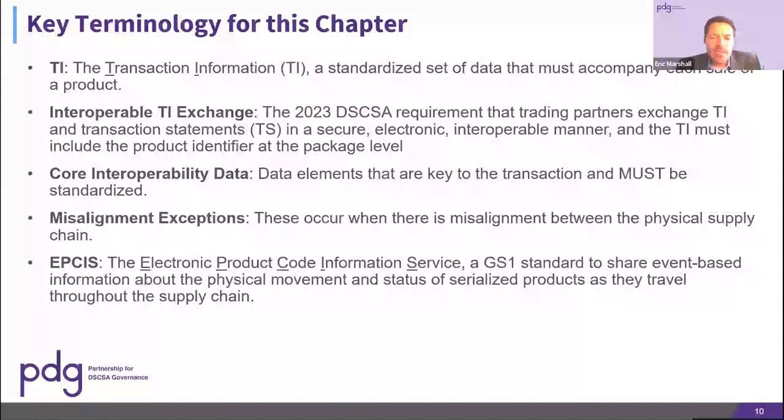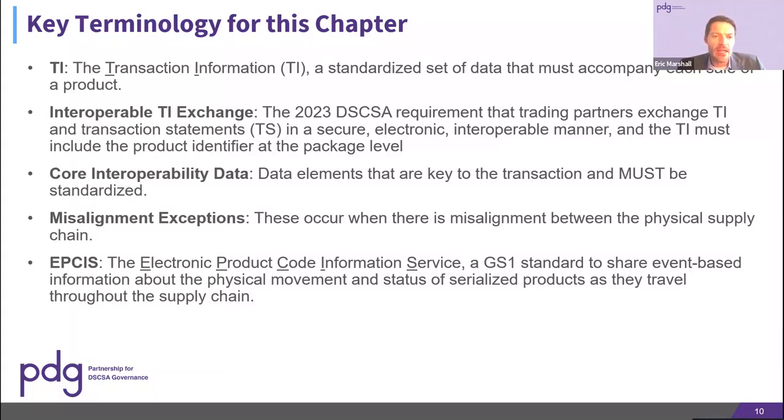Misalignment exceptions are those instances where your transaction information, sometimes we call it the virtual supply chain of your data flow, becomes out of sync or does not accurately and completely match the physical product that it is intended to represent. And we'll talk a little bit more about that later in the presentation as well.